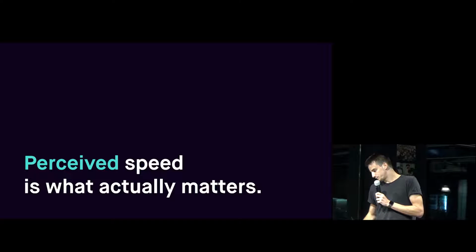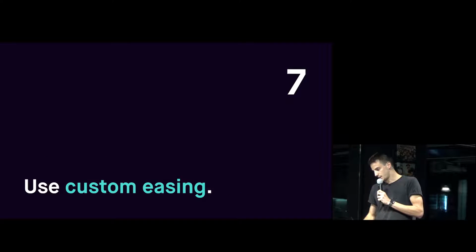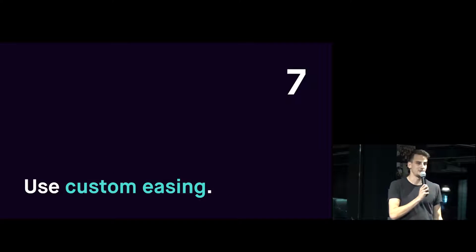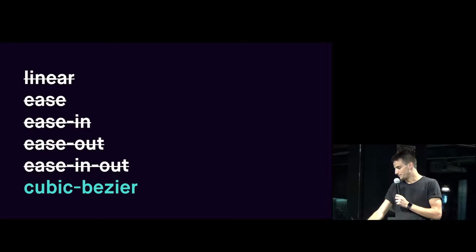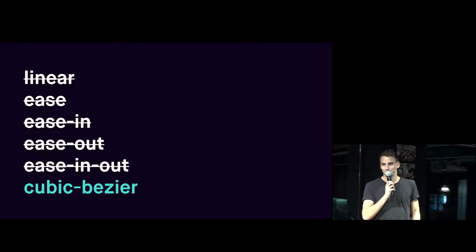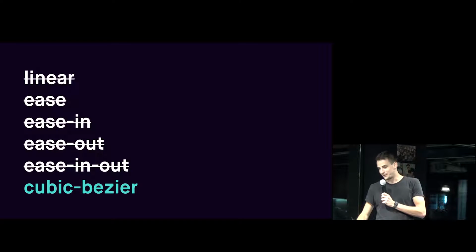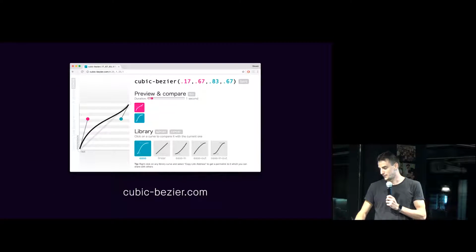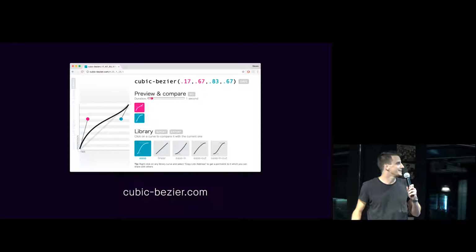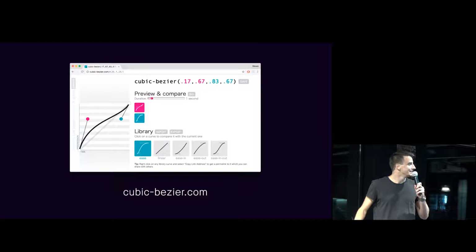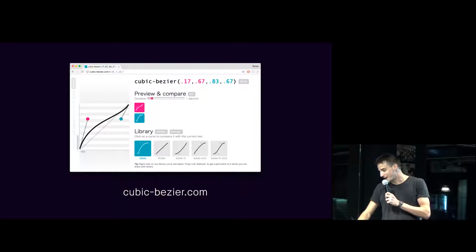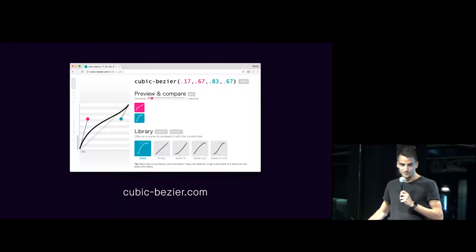And number 7, you want to use custom easing. Val touched a lot on that before, so I'm going to go over it pretty briefly. Your slide is better. Thank you, I appreciate it. So you want to use cubic Bezier. That gives a lot of personality to animation, and obviously you can use cubicbezier.com. I don't know if you've heard about it. It's pretty nice. And I'm going to show you a cubic Bezier curve that I use all the time.